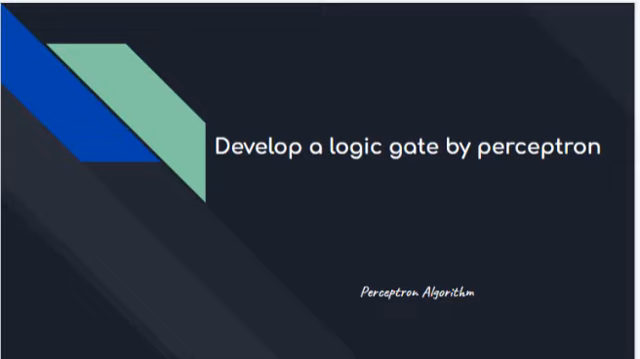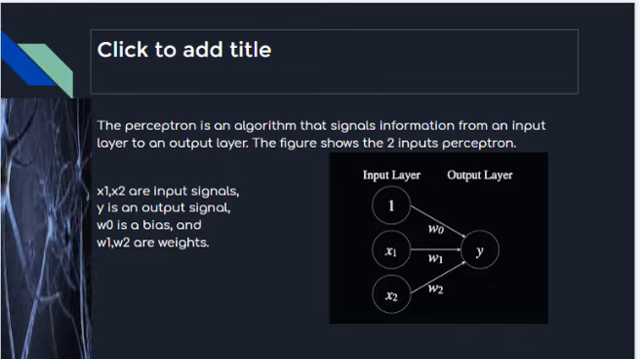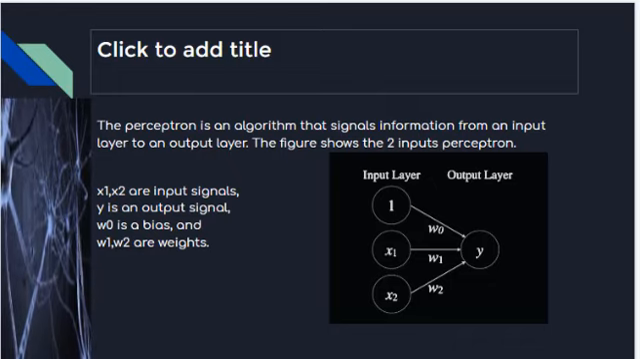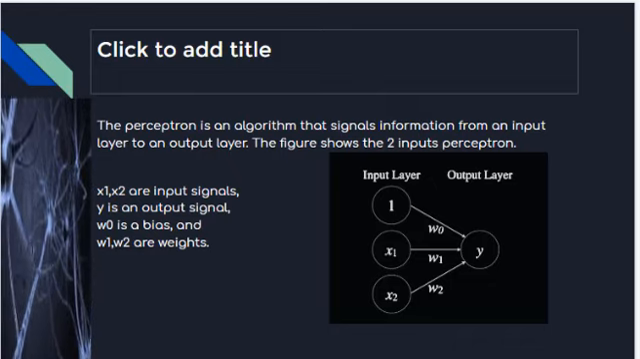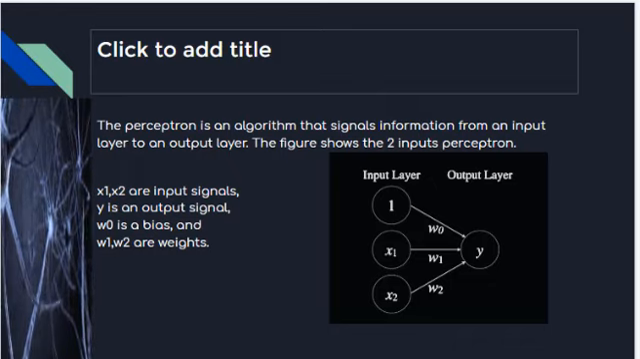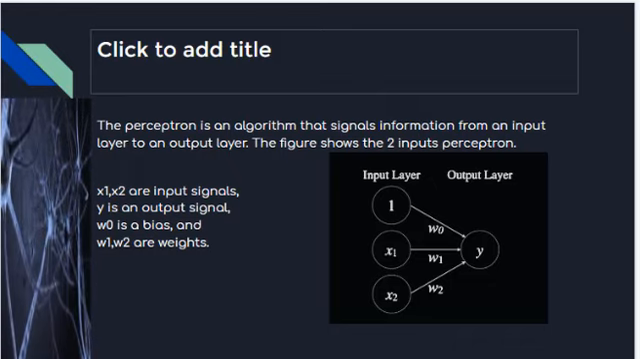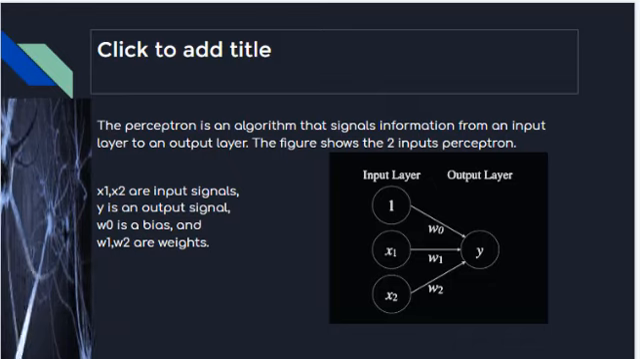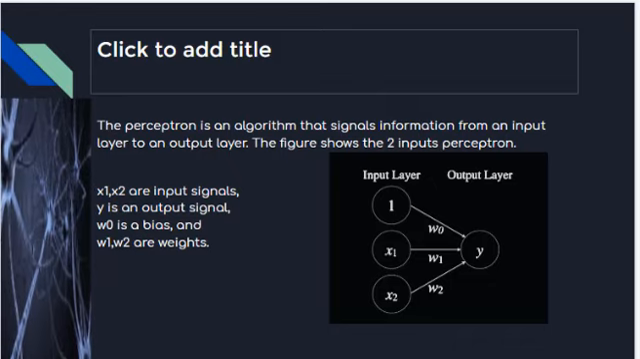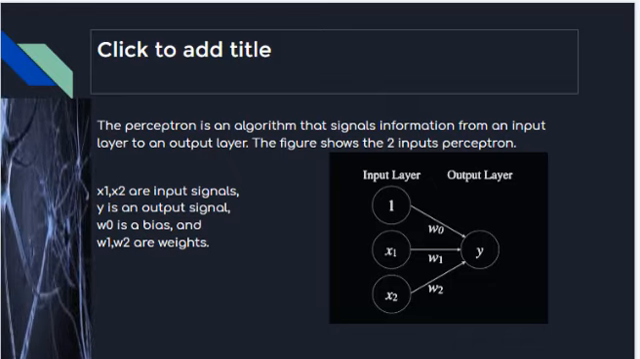In this lecture, we will see about the Perceptron algorithm for solving logic gates. The perceptron is an algorithm that signals information from an input layer to an output layer. The figure shows the two-input perceptron. X1, X2 are input signals, Y is an output signal, W0 is a bias, and W1, W2 are weights.